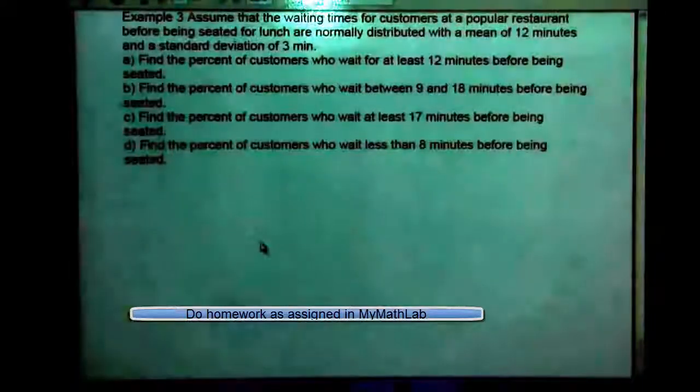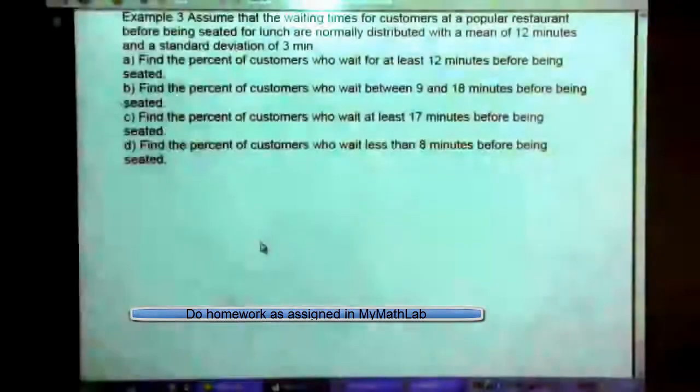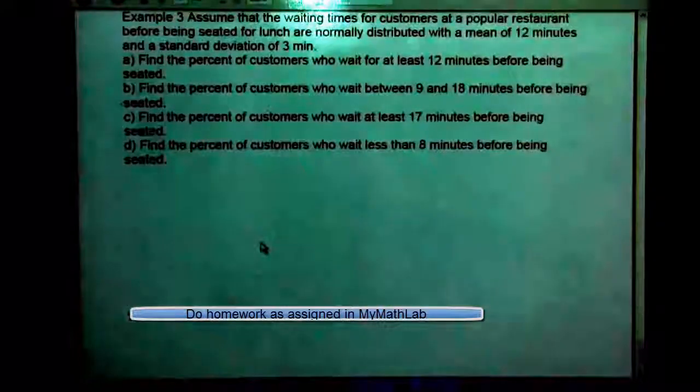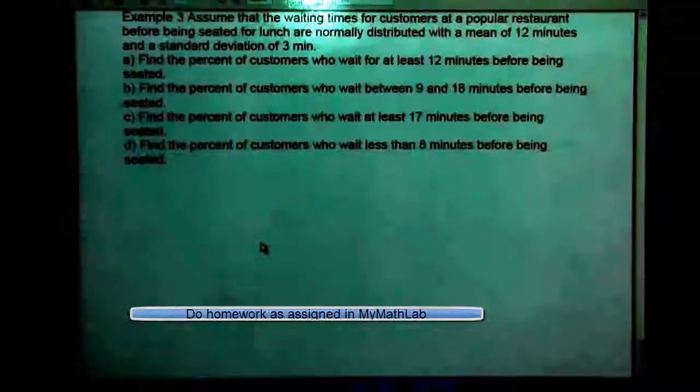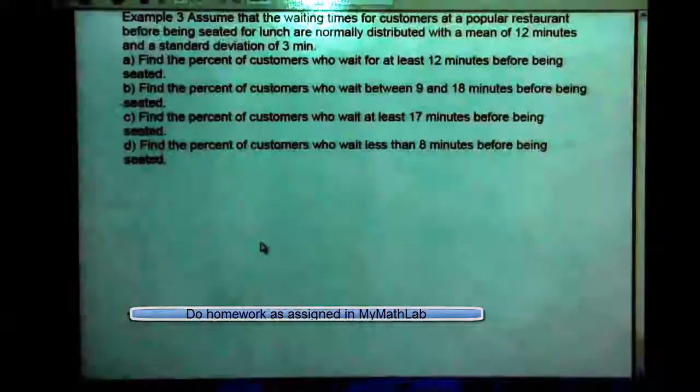Assume that the waiting times for customers at a popular restaurant before being seated are distributed with a mean of 12 minutes and a standard deviation of 3 minutes. Find the percent of customers who wait for at least 12 minutes before being seated.